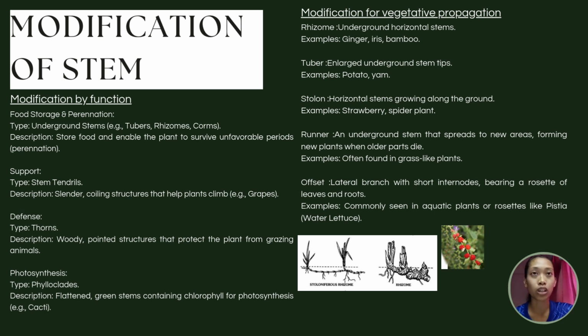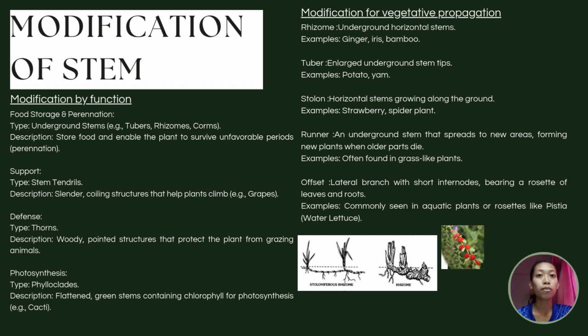Next, the modification for vegetative propagation is rhizome, an underground horizontal stem, such as ginger, iris, and bamboo. And for tuber, enlarged underground stem tips, for example, the potato and yams. Stolon, horizontal stem growing along the ground, for example, the strawberry and also spider plant. Runner, an underground stem that spreads to new areas, forming new plants when older parts have died. For example, often found in grass-like plants.